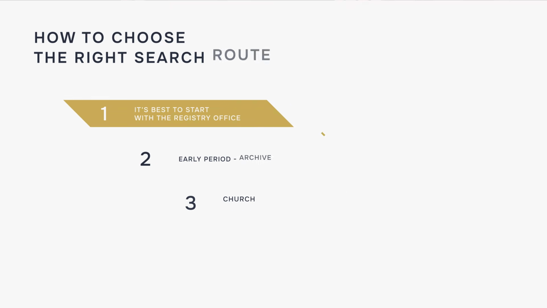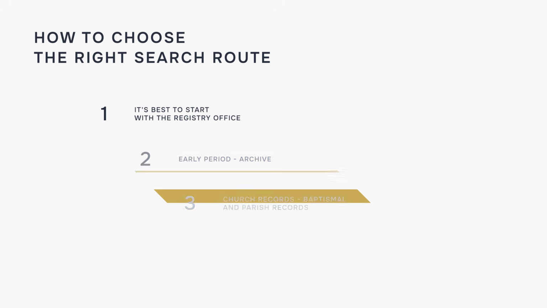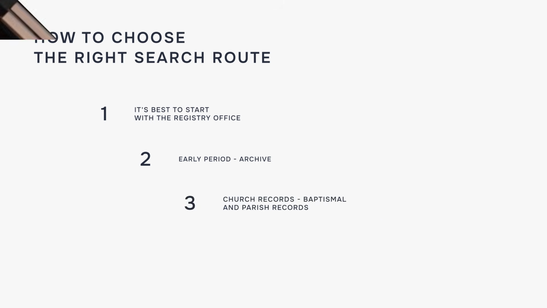In practice, the logic usually goes like this. If the event is relatively recent, it's best to start with the Civil Registry Office. If we're talking about an earlier period, the archive becomes the primary focus of the search. And if your ancestor lived at a time when the church was the primary registrar, then it is especially important to look for baptismal and parish records. This approach helps you avoid wasting time on haphazard inquiries and immediately follow the most likely route.